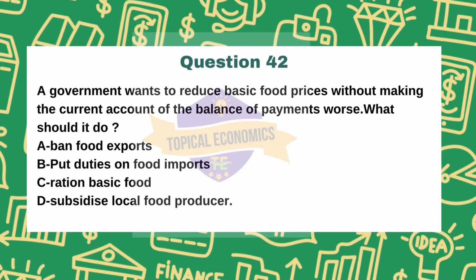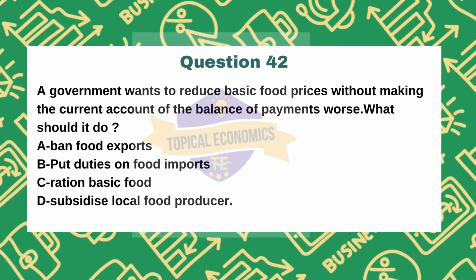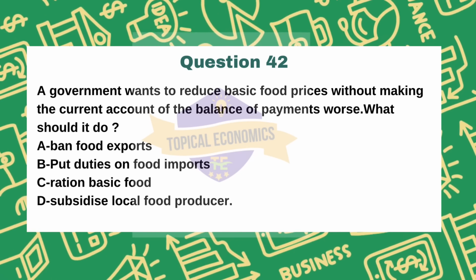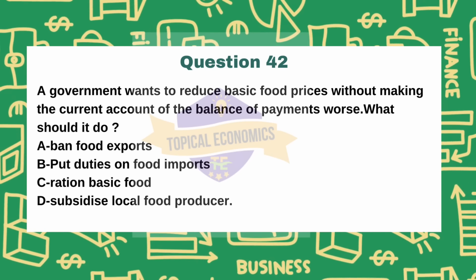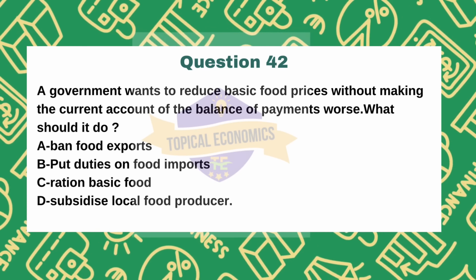Lastly, option C, ration basic food. Rationing may control prices temporarily, but it could lead to shortages and does not address the underlying production issues. It would also likely create black markets and dissatisfaction among consumers.